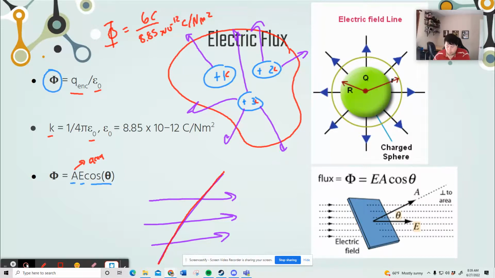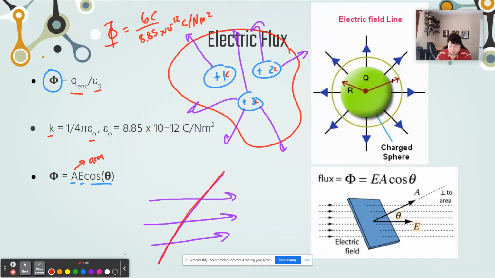So why is that important? Well, if you consider a different way of arranging these charges, let's say I had my electric field going this way, and then I drew my surface like this in blue. There are no lines going through that surface. Why? Because the angle between the normal line and the field is 90, and the cosine of 90 is 0. So this captures the fact that there would be more flux if it was completely perpendicular, and no flux if it was completely parallel to that electric field.